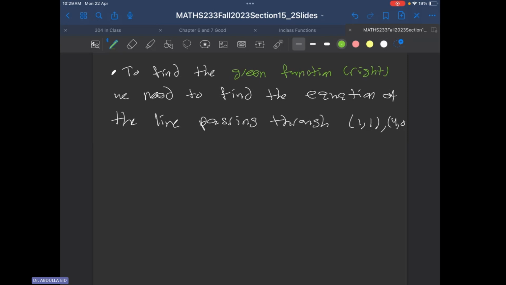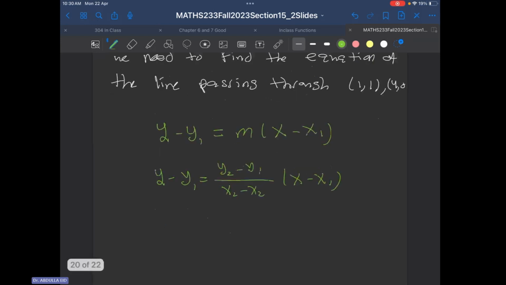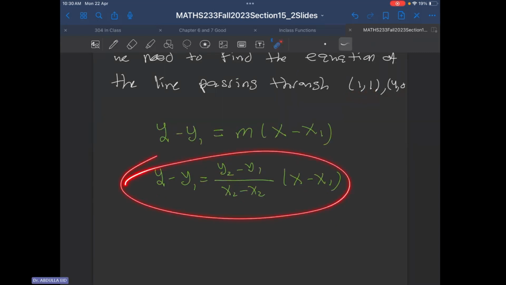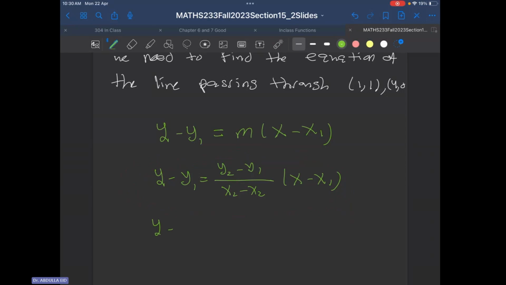Now, what is the equation of the line in general? I just want to remind you, this is y minus y1 equals the slope times x minus x1. And the slope, if we have 2 points, there is a formula for the slope, which is y2 minus y1 over x2 minus x1. Now, all we need to do is substitute x1, y1, x2, y2 in this formula. So this will be y minus 1 equals, this will be 0 minus 1, and this will be 1 minus 4.